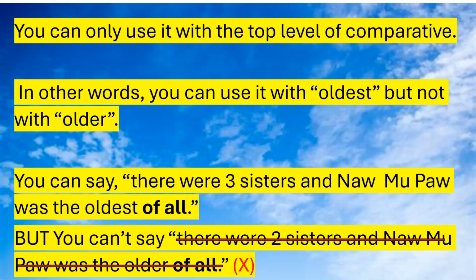So the second rule, you can only use it with the top level of comparative. In other words, you can use it with oldest, but not with older. You can say there were three sisters and Nomupo was the oldest of all, but you can't say there were two sisters and Nomupo was the older of all.